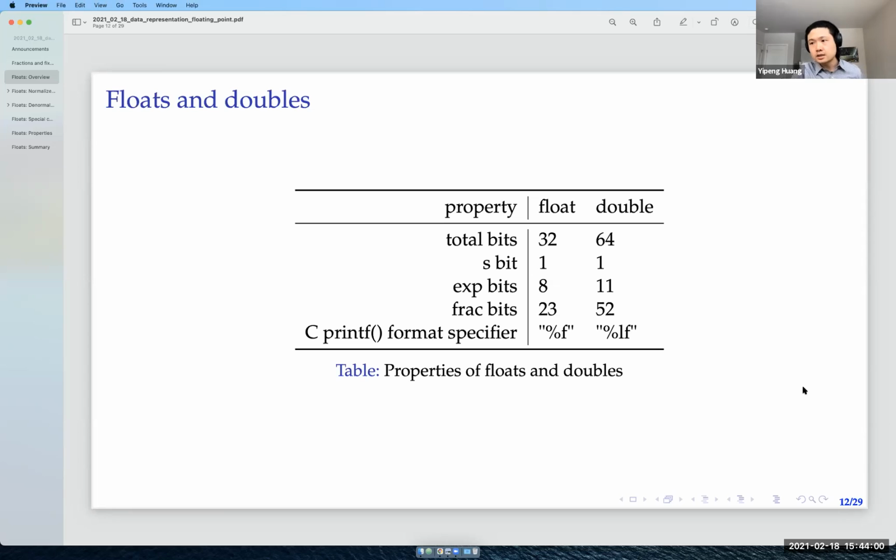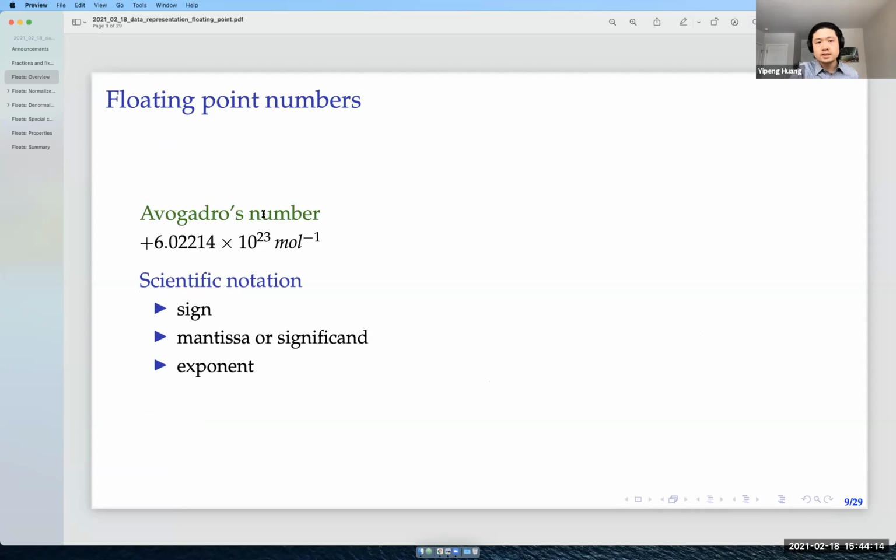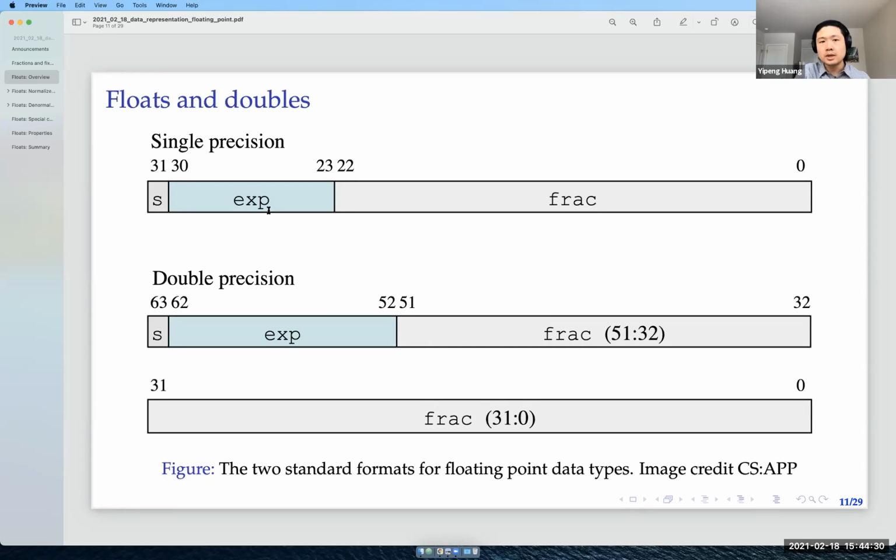So Yuchen is asking, what is the exponent again? What is EXP? So the EXP field is going to be used in a tricky way to encode what the exponent is. For example, here we'll want to encode Avogadro's number. We're going to encode the exponent, which is 23. And we'll talk about how we encode 23 into this field here.